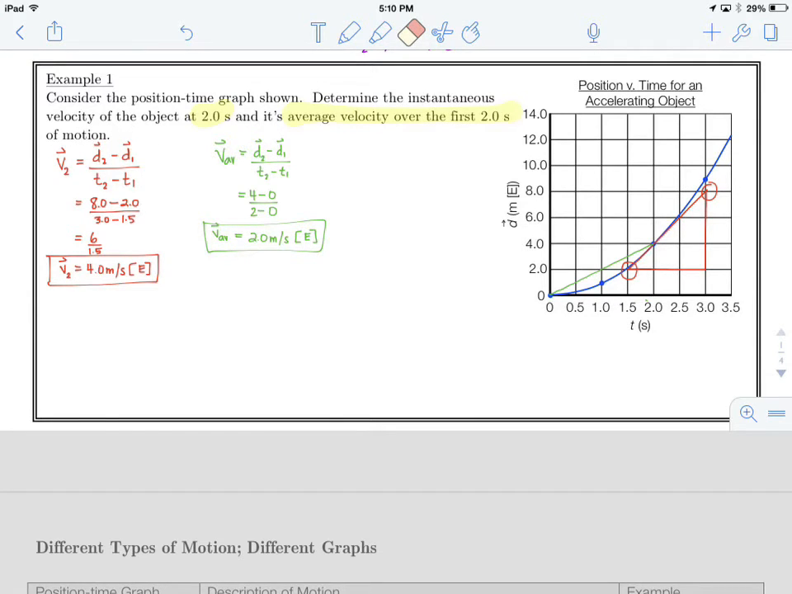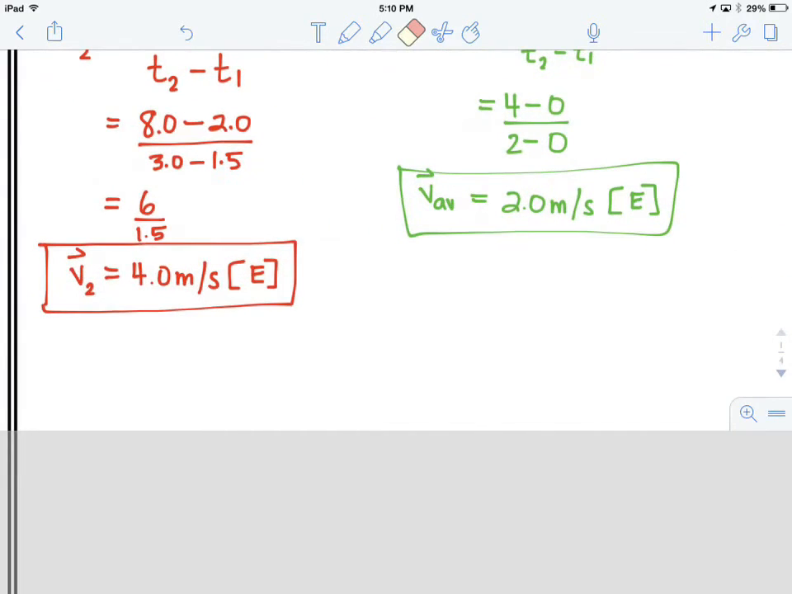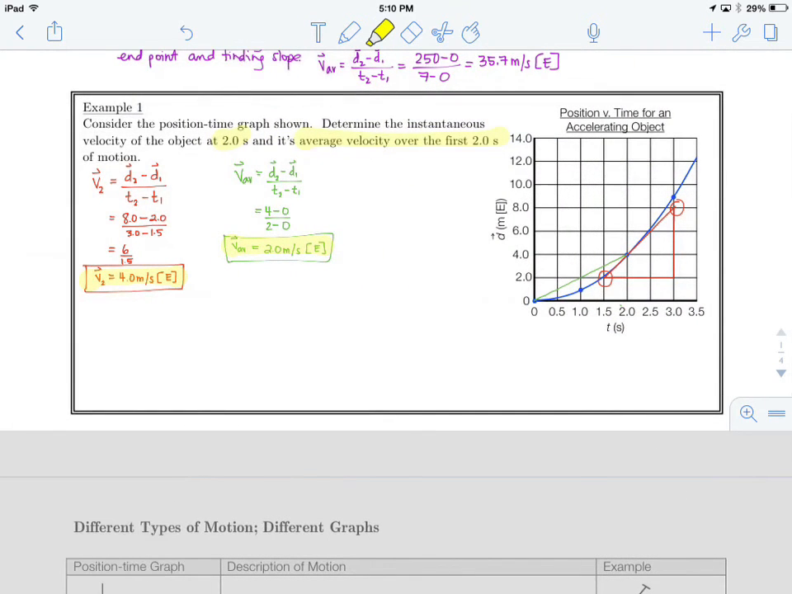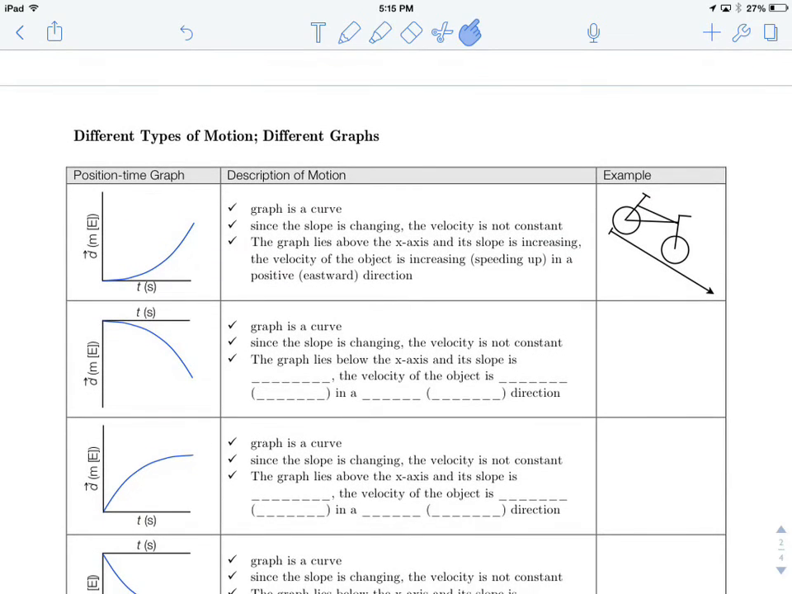Now obviously you've come back and you should have received an instantaneous velocity at 2 seconds that's close to 4 meters per second east, right? And you would have had an average velocity that was close to 2 meters per second east. Depending on how you draw your tangents and how you draw your lines, there's always going to be a little bit of variation, but you should have numbers that are reasonably close. If you don't, then ask me about it in class and we'll go from there.